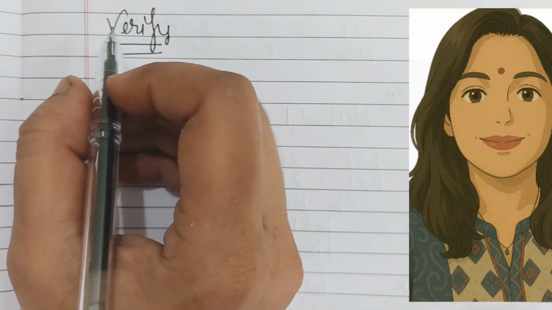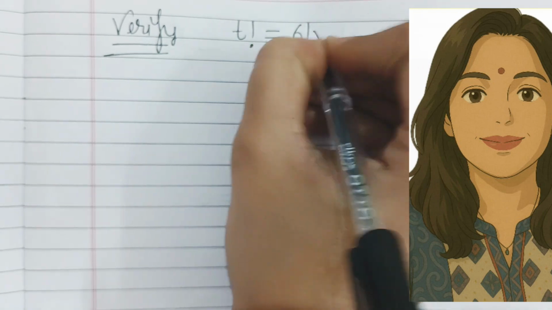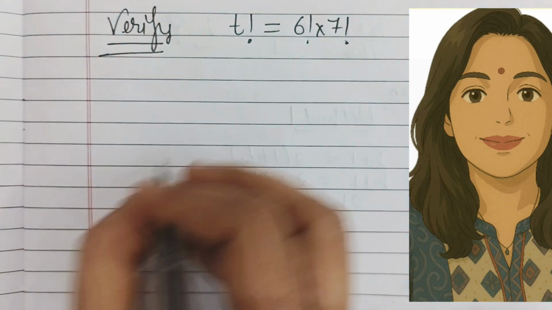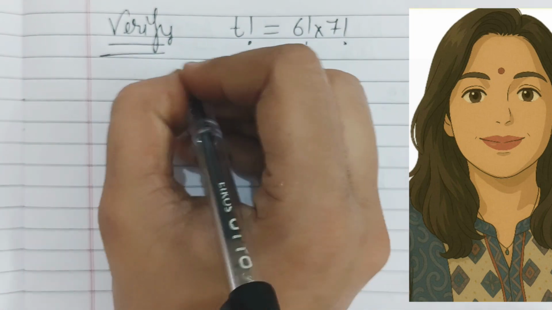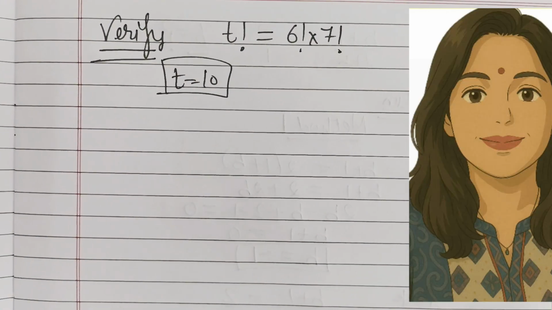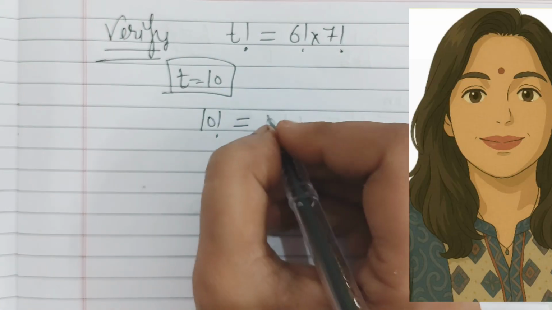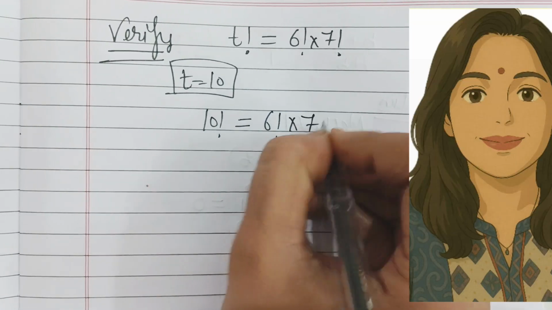Verify. Here we will write the given statement: t factorial equals 6 factorial into 7 factorial. So from here we get t equals 10, which is our answer. So we'll put the value of t: 10 factorial equals 6 factorial into 7 factorial.